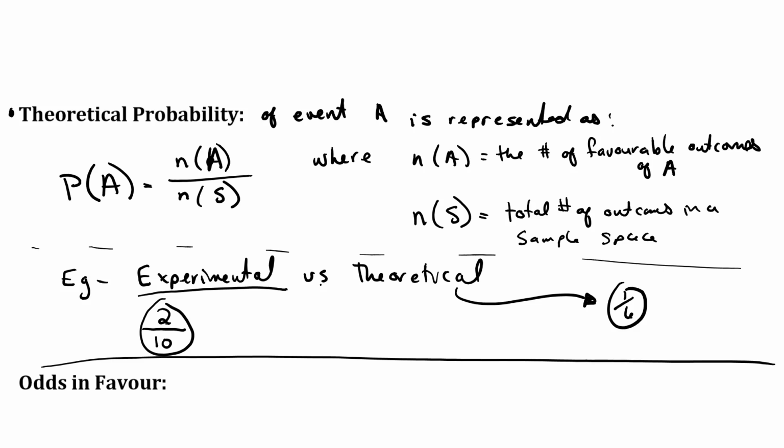The majority of questions in this are going to be dealing with theoretical, but sometimes we're going to have to analyze data. Where it's like, she rolls a 2 5 times out of 30 trials. We're going to have to use our knowledge of the difference between experimental and theoretical in those kinds of situations.